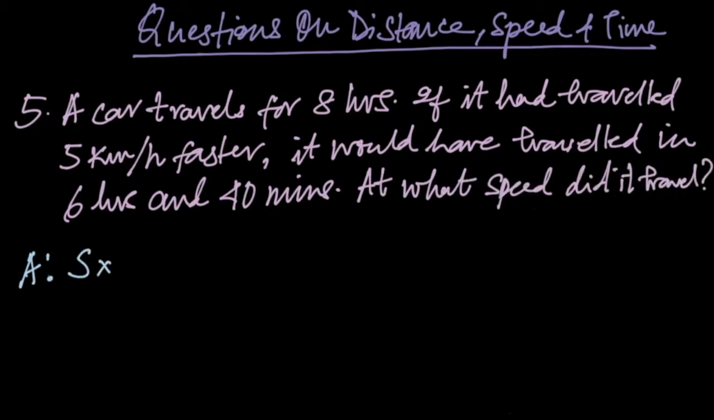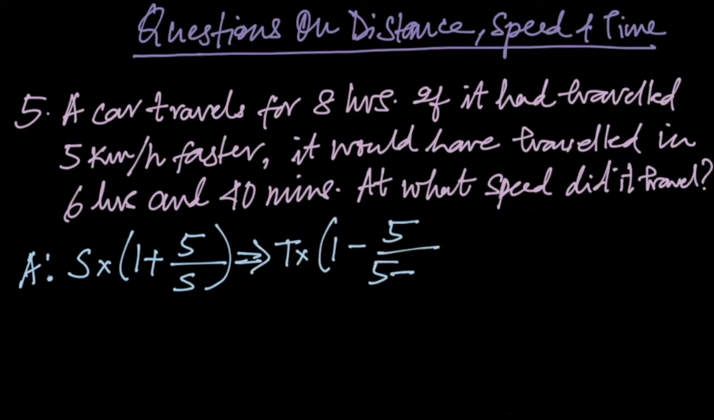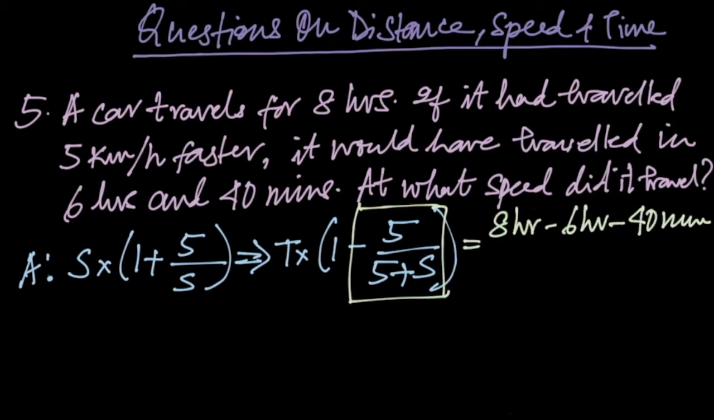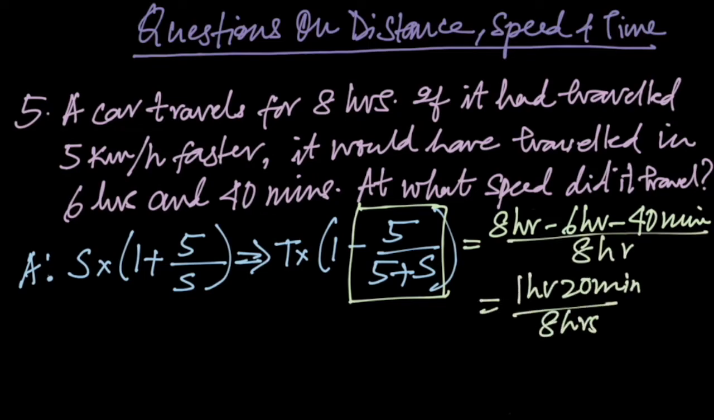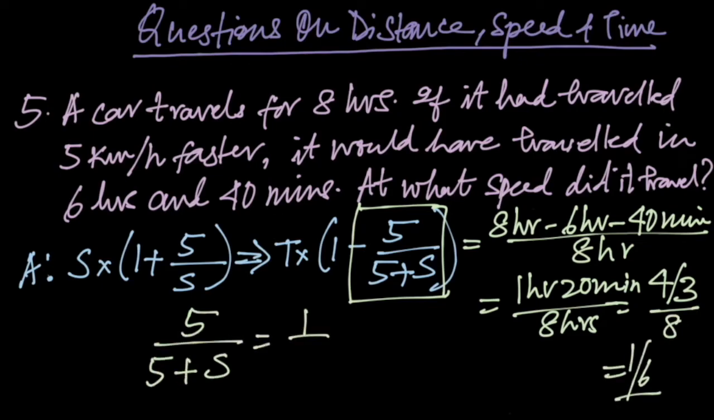The base speed is s. It is saying if it had traveled 5 kilometers per hour faster, so the speed would have been s plus 5. So the ratio is s plus 5 over s. So it got increased by a factor of 5 over s. So the time will get decreased by 5 over 5 plus s, and that is 1 hour and 20 minutes, the difference. So the ratio with respect to original is 1/6, which means that s is 25.